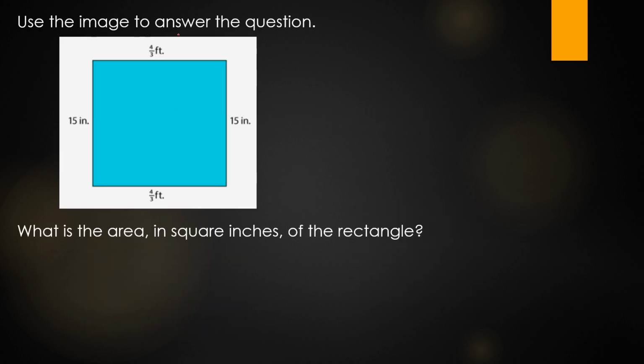Our first question here says, use the image to answer the question, what is the area in square inches of the rectangle? Okay, so one thing about the course is that they like to give you mixed units, meaning if I look here, I have feet and I have inches. So you need to first look at your question and see, well, what unit do I need to have my answer in? And here it says inches, which means I need to take this 4/3 feet and change it to inches. You might recall that there are 12 inches in 1 foot. So to change this back, I'm going to take that 4/3 and multiply it by 12.